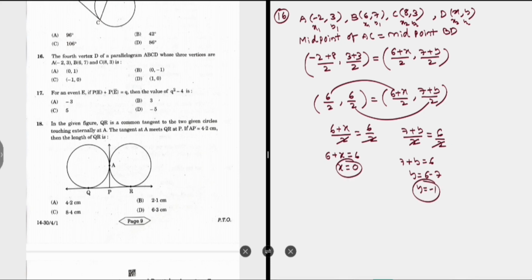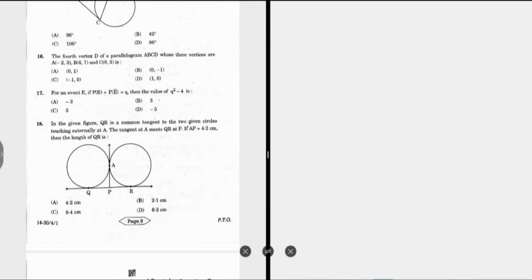So x is equal to 0, y is equal to minus 1. Therefore, D is what? 0 comma minus 1. So this is the 16th question answer. Option D is correct. Now, let's see the next question.